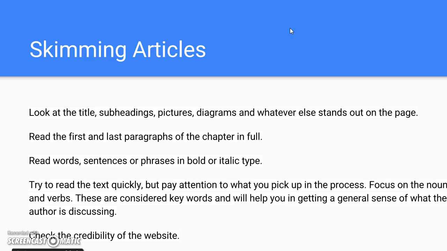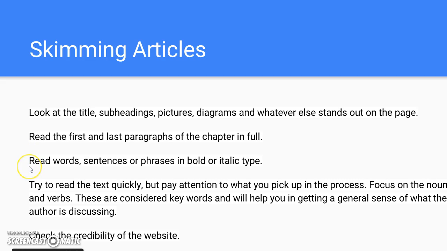At this point, I'd like to talk to you about skimming articles. This is something you'll want to do to decide whether or not this is an article that will work for you. You don't need to read every article in its whole entirety to decide whether it's something you'll need. The first thing you'll want to do is look at the title, the subheadings, pictures, and diagrams, anything else that may be there. Read maybe the first and last paragraphs of the chapter or the article in full. That would be what I would read in full first.